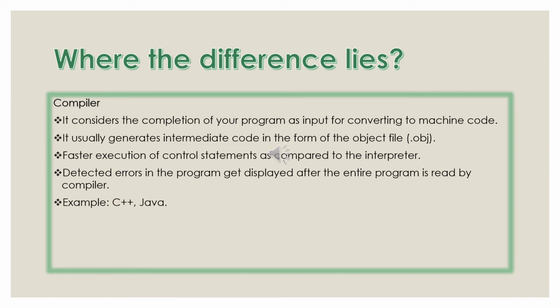Compiler. Number one, it takes the entire program as input for converting to machine code. Number two, it usually generates intermediate code in the form of an object file. Number three, faster execution of control statements as compared to the interpreter. Number four, detected errors in the program get displayed after the entire program is read by the compiler. Example: C++ and Java.